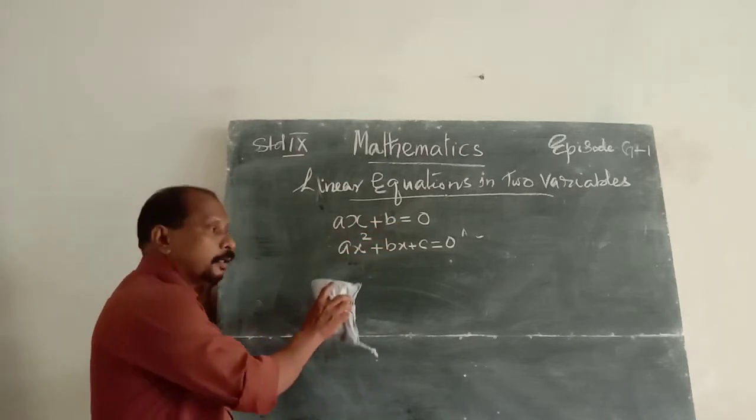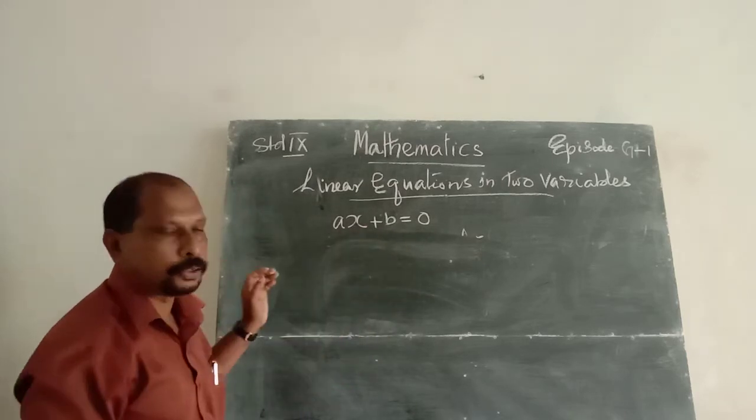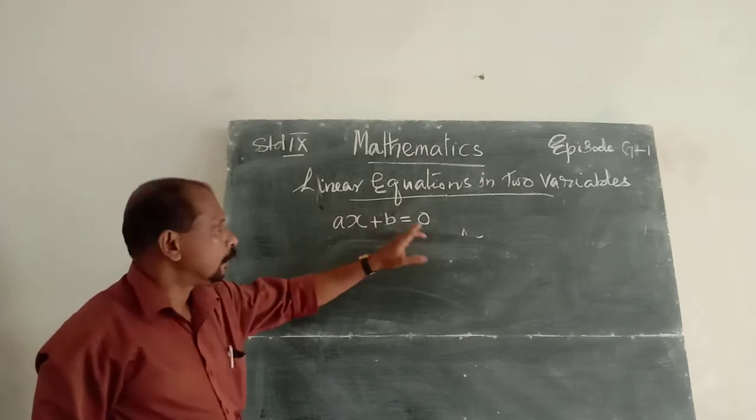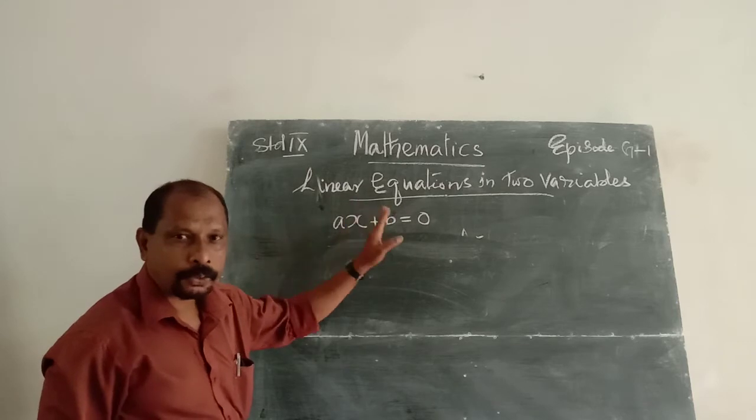What's an equation? Equation means an expression with the equal sign. Therefore, there is an equal sign, and this is an equation. The right side is 0. This is what? Simple equation.